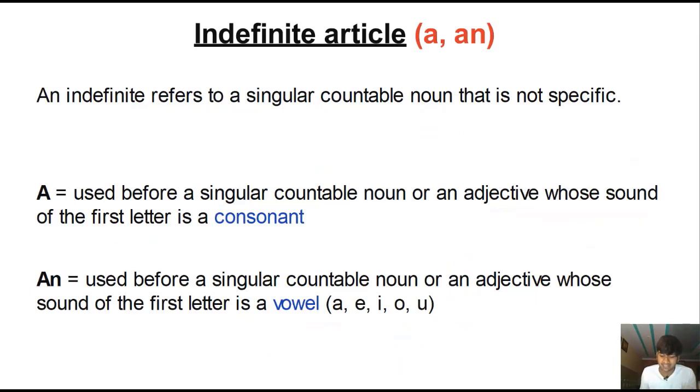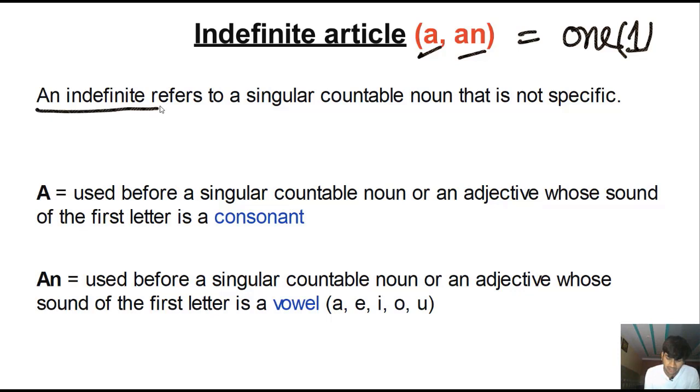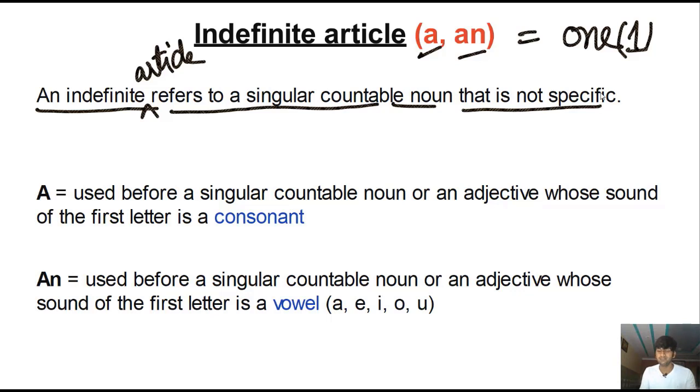Now, the next type of articles is indefinite articles, and these are a and an, and they basically mean one. Okay, just give me a second. All right, guys. An indefinite article refers to a singular countable noun that is not specific. It is very, very simple. Now understand this.